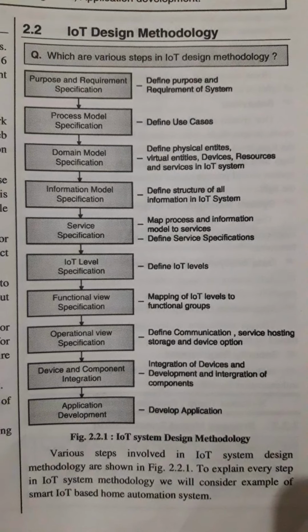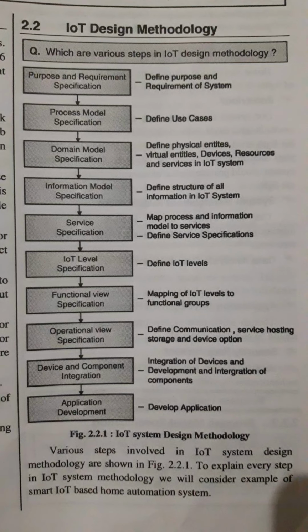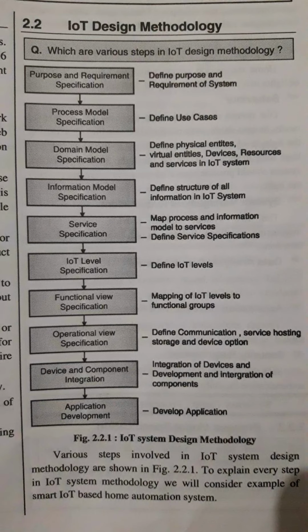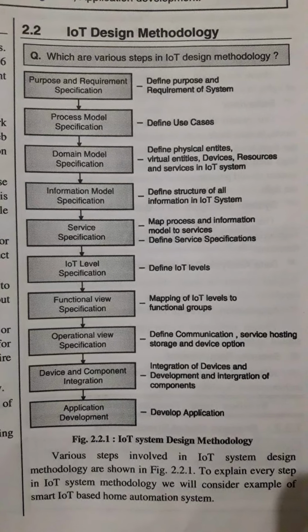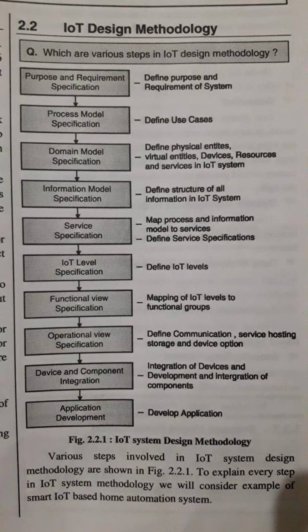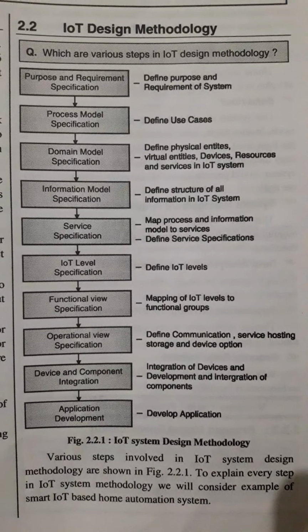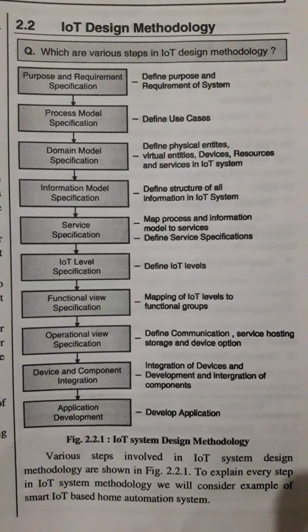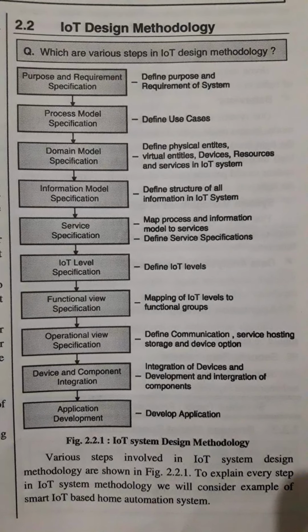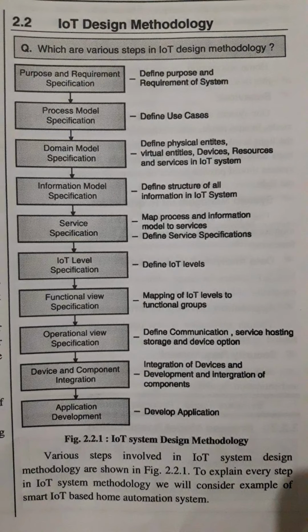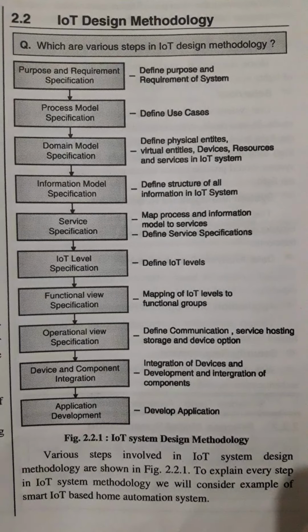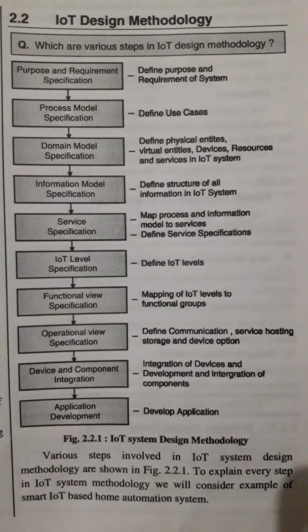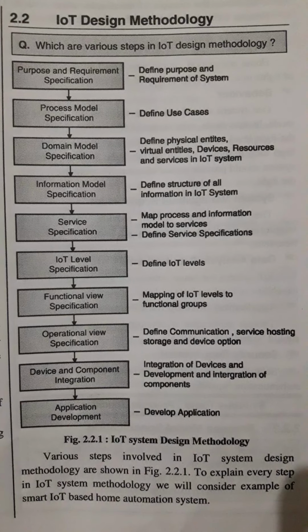To explain every step in IoT system methodology, we will consider the example of a smart IoT based home automation system. It includes various smart devices like sensors and various appliances. We will put sensors into the lights and each and everything, which will send data of each appliance to Raspberry Pi. Raspberry Pi will process the data, and there is a LAN port which will connect the data to the cloud system. We can control the lights automatically with the help of Android applications. So this is the best example of IoT design methodology.